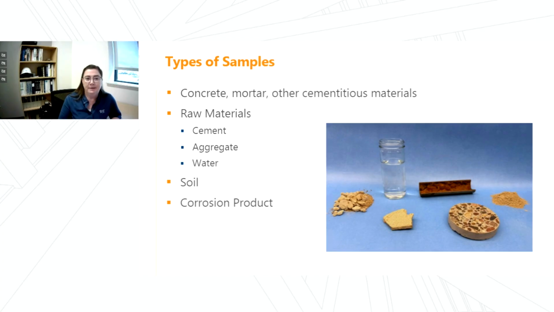So we already talked a little bit about types of samples, but mostly we're dealing with concrete, mortar, grout, those types of cementitious materials. But we sometimes need to look at the raw materials that go into the concrete, especially with newer construction. So we might need to look at cement or aggregate, water, maybe even your admixtures. But chloride can get into your concrete from external sources as well. So there's times where we have to look at things like soil or maybe water that the concrete is exposed to. And in some situations, we might even look at corrosion product itself when we're trying to figure out what's going on in a particular project.